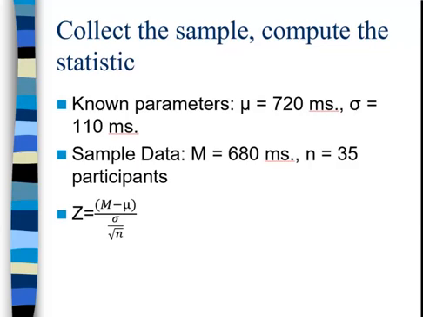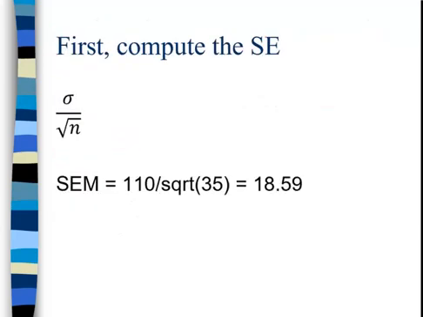And first things first, I like to just compute the standard error of the mean, right? So here's that formula, and we remember these values from the previous step. So it's going to be 110 divided by the square root of 35. That's going to give us a standard error of the mean of 18.59.